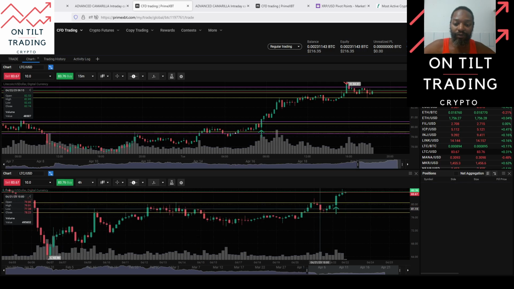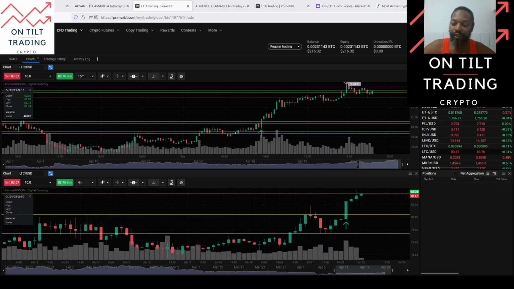Then we'll come down here on the 4 hour. We can see the range that I have Litecoin in this morning on the 4 hour chart. This is the range that I have set, looking for it to either break out above or below, and we can see it breaks out above this range this morning.